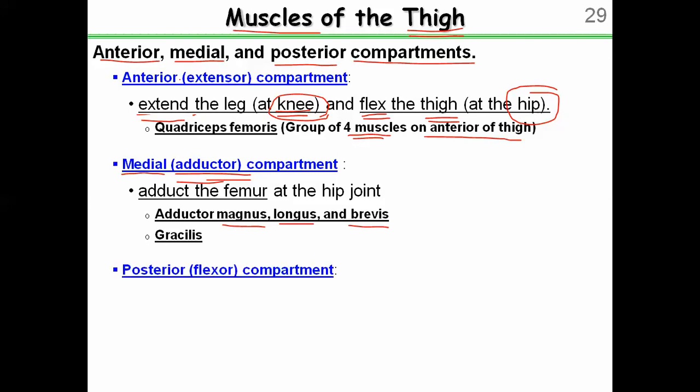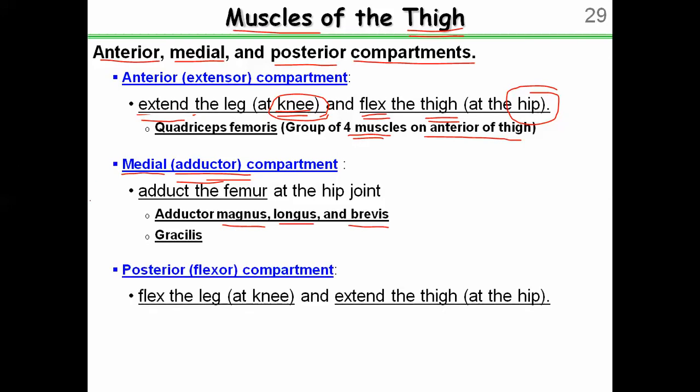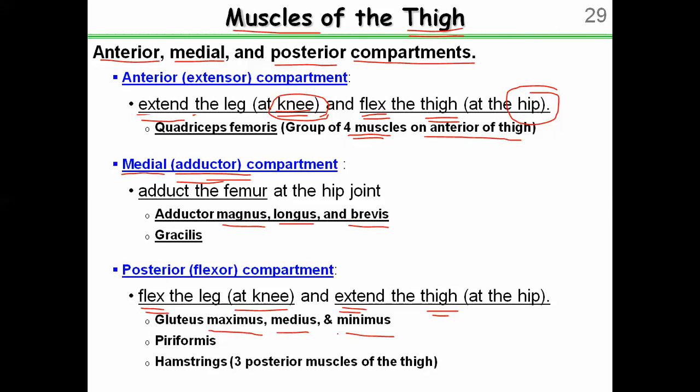And then we'll look at the posterior compartment, which includes muscles that flex the knee but also extend the thigh, or extend at the hip. And these include the gluteals, maximus, medius, and minimus, as well as the piriformis and the hamstrings, which include 3 muscles in the posterior compartment.